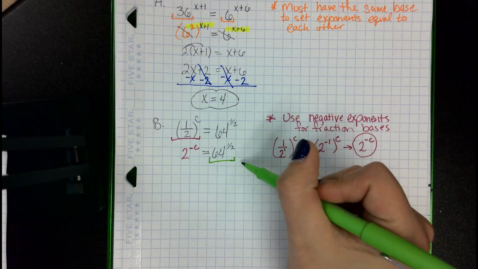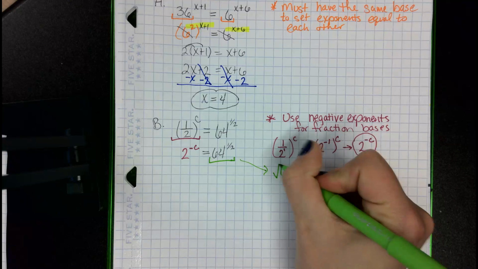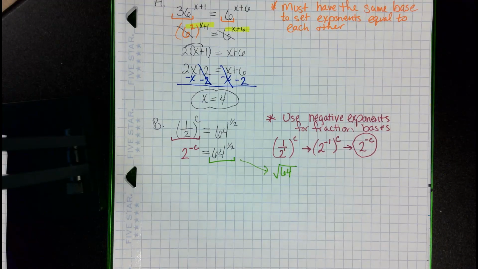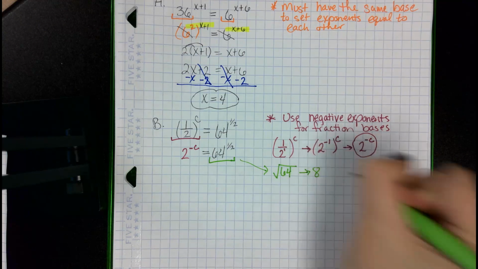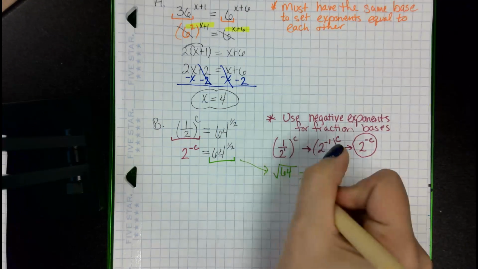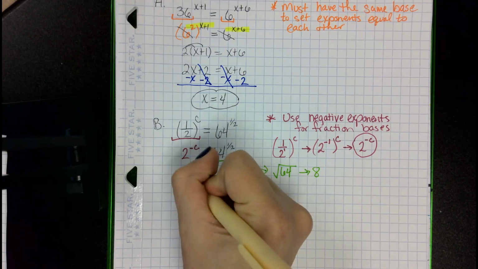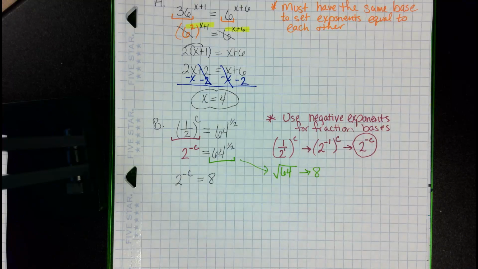So this is the same thing as square root of 64. 64 to the 1/2 is the same as square root of 64. I know that the square root of 64 is 8. So I could use 8 instead of 64 to the 1/2 power. So this could be 2 to the negative c equals 8. That looks a lot nicer than what I started with, but it means the same thing.